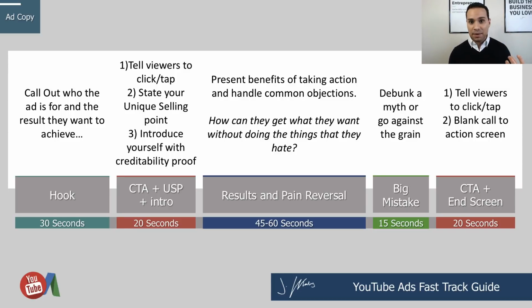You engage with them in the beginning, you tell them what to do, you tell them why it's so important, then you talk about all the benefits that they're going to get, all the things they don't have to do, then you point out a mistake they're making or a common belief or misconception that they have that's actually holding them back from what they want, and then you end again with a call to action, top right on mobile, bottom left on desktop, with the end screen.